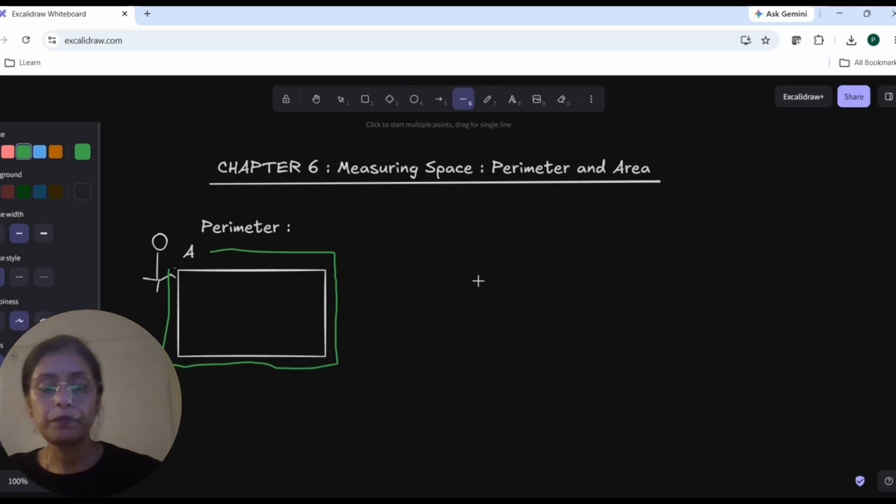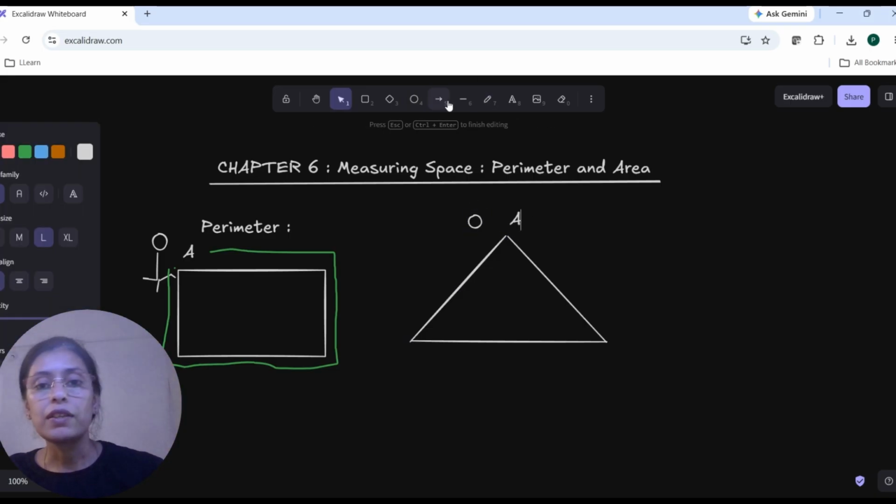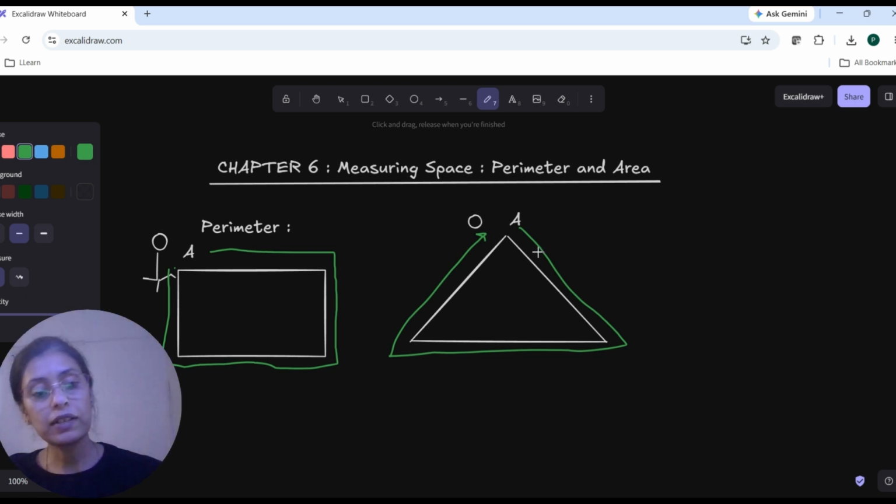Similarly, it can be any other shape. For example, I can make a triangle here. This is a triangle. Same, you start from this point A here, and then you go this way, then this way, then this way along the boundary and reach the starting point back. So this entire distance that you traveled, that is the perimeter of the triangle.